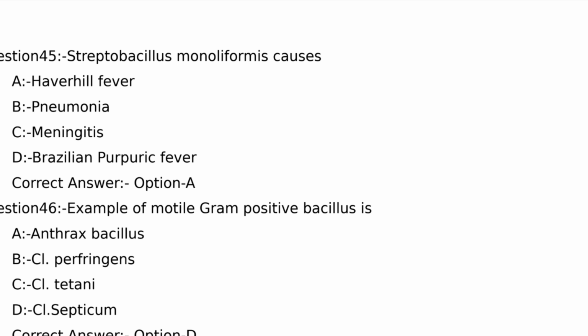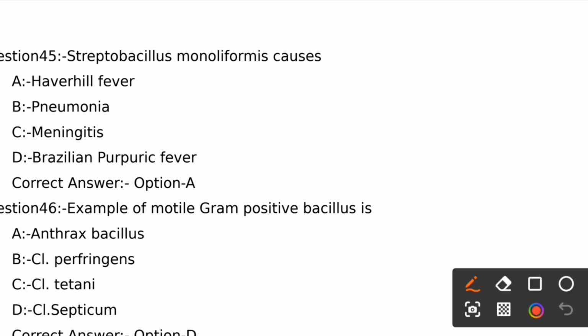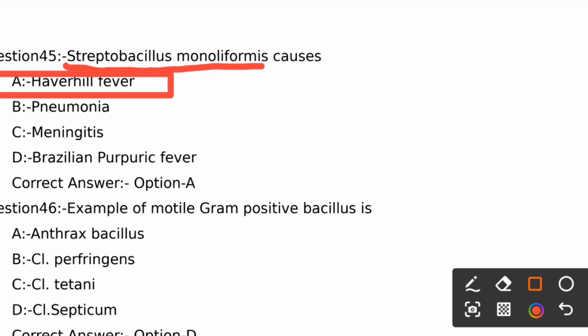Let us start. Streptobacillus moniliformis causes option A Haverhill fever, option B pneumonia, option C meningitis, option D Brazilian purpuric fever. Streptobacillus moniliformis can cause Haverhill fever. Haverhill fever is a condition caused by rat bite or contaminated milk, and it is caused by Streptobacillus moniliformis.